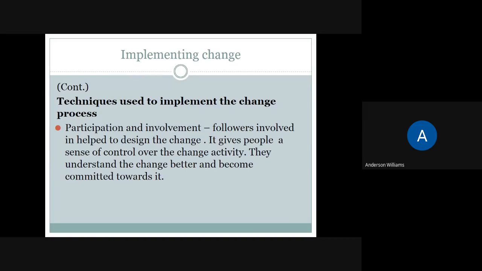Participation and involvement. Followers are involved to help design the change. It gives people a sense of control over the change activity. They understand the change better and become committed to it. If you know that you are part of it, if you know that you're a stakeholder, probably you could buy into it.